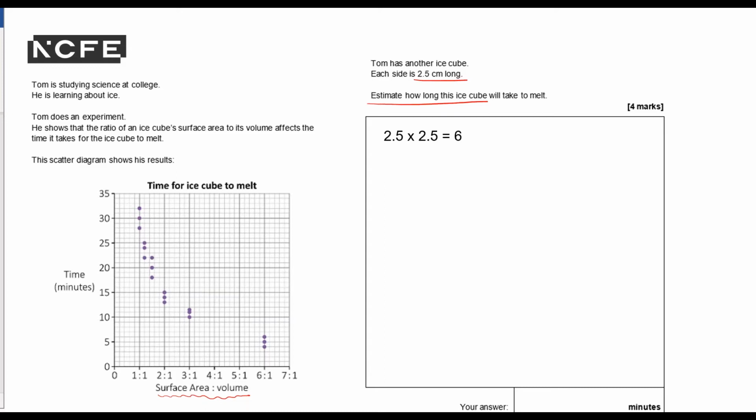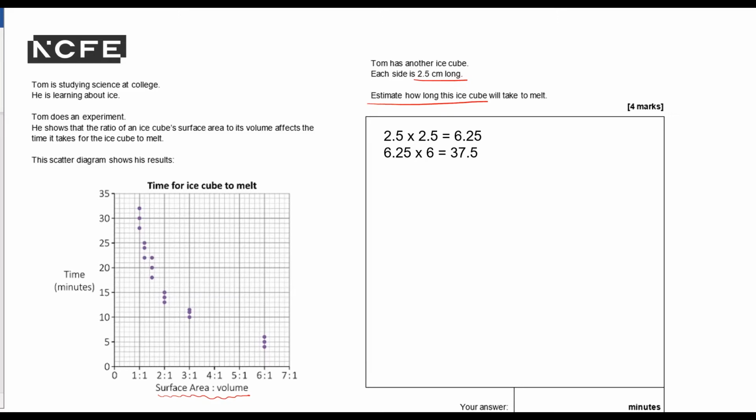So 6.25 centimeters squared is the area of one of the faces. There are 6 faces on a cube. So I need to do 6.25 times 6. And that will give me, going back to my calculator, 37.5. So 37.5 is the surface area, okay?